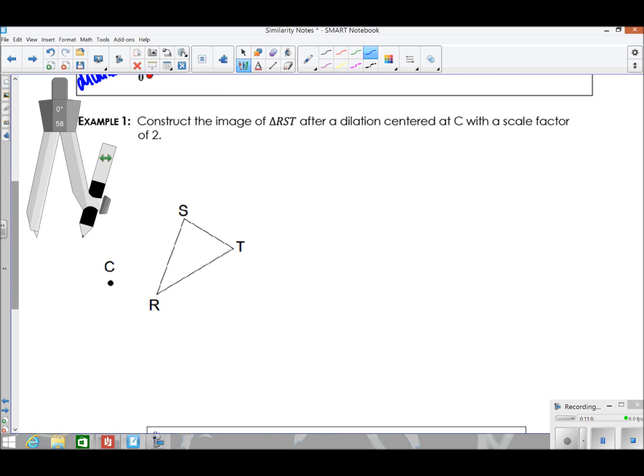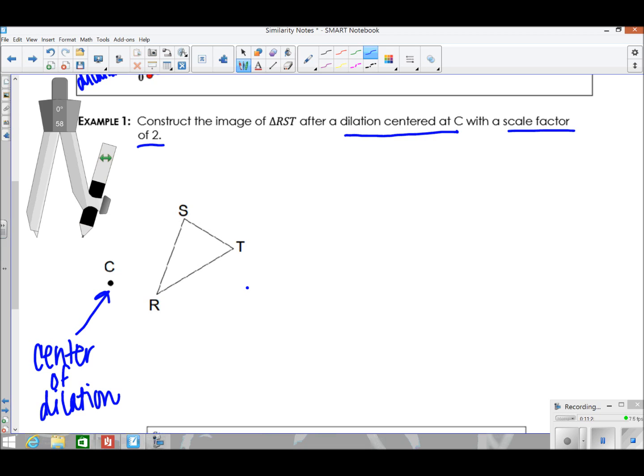The first thing we want to do is construct the image of this triangle after a dilation that's centered at C. This point is our key point here. This is where everything is going to be measured from. This is the center of dilation, so when we measure these distances, it's all coming from point C. And we have a scale factor of 2, which means the distance from the center is doubled. So when we want to create a triangle that's double the size, that really means we have to double the distance when we measure from this center of dilation.